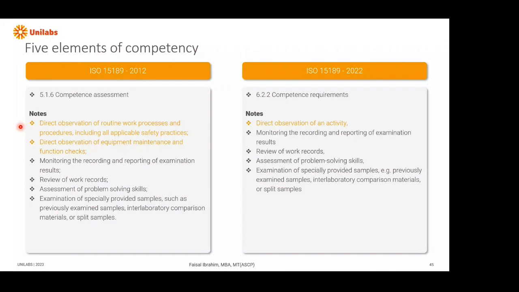5 elements of competency. I think we're all familiar with the 6 elements of competency, and it's one of the most cited deficiency. But now with the new ISO, the old ISO is on the left side of the screen, the new ISO is on the right side of the screen. With the new ISO, I think we only have 5 elements of competency. So the first 2 elements on the left side of the screen, direct observation of routine work processes and procedure, and direct observation of equipment maintenance and function check, have been lumped together into direct observation of an activity. So nothing to worry about. I don't think you have to go and delete one of the 6 elements of competency. Just brought this to your attention just to be aware.